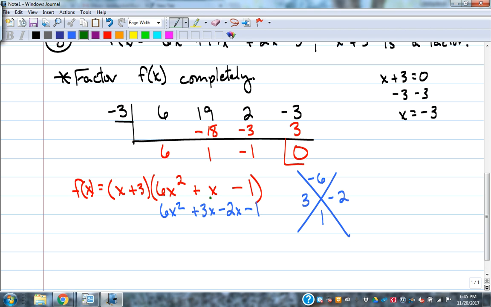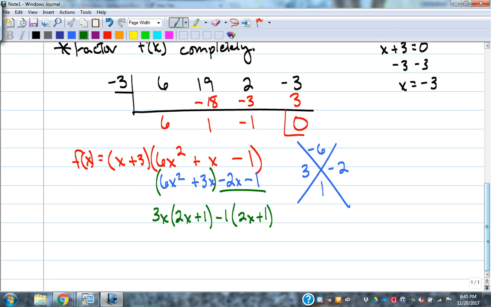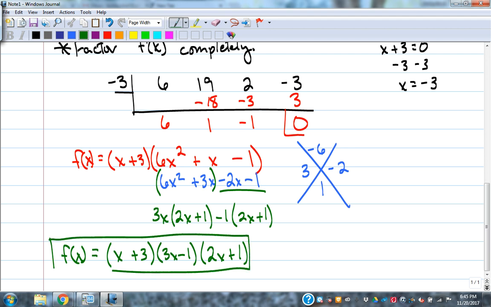And then we group. Those have 3x in common. These have -1 in common. So now the factors are 3x minus 1, 2x plus 1, and then this x plus 3 that they told me was a factor to begin with. There is the factored form of that polynomial.